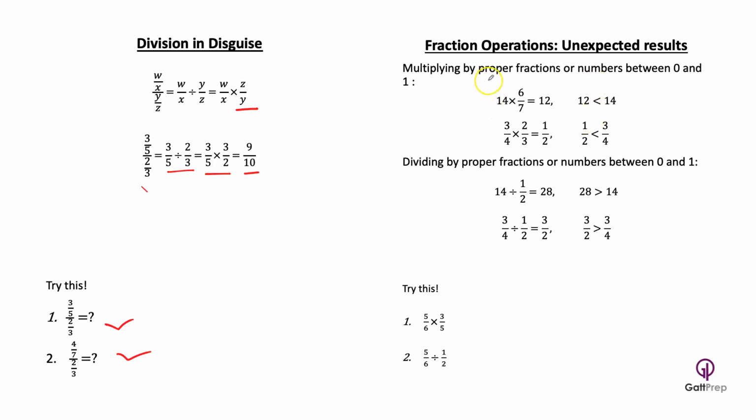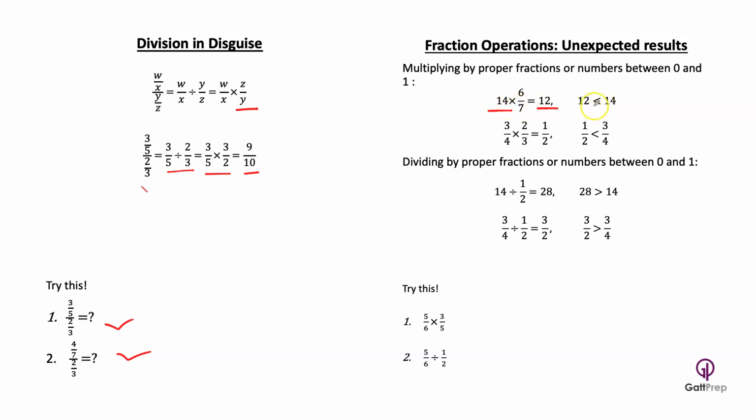Multiplying by a proper fraction, or a number between 0 and 1, creates a product smaller than the original number. So let's pick a number, say 14. And let's multiply 14 by a proper fraction, which is 6 over 7. You realize that the resulting solution is smaller than the original number we began with.